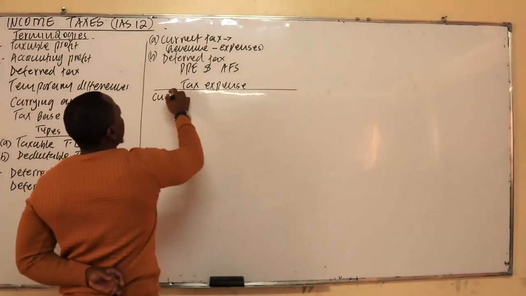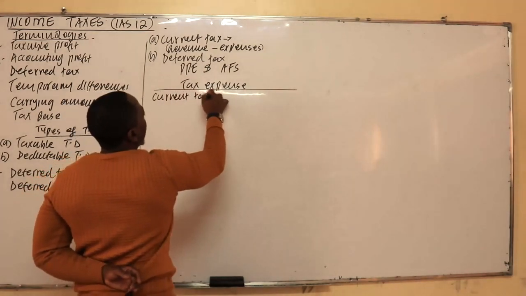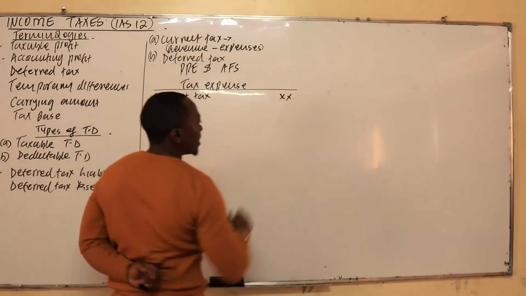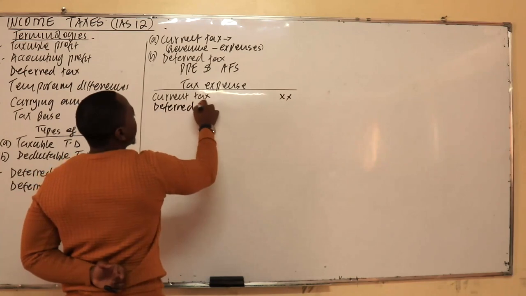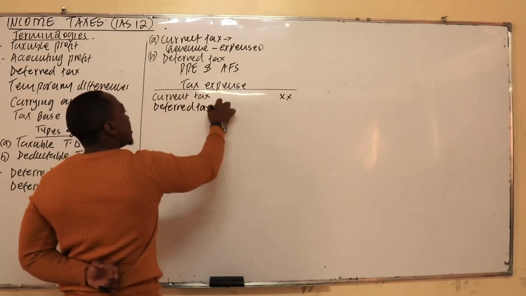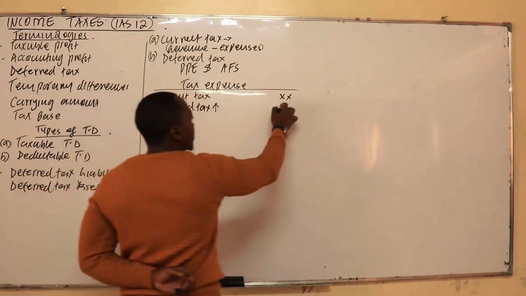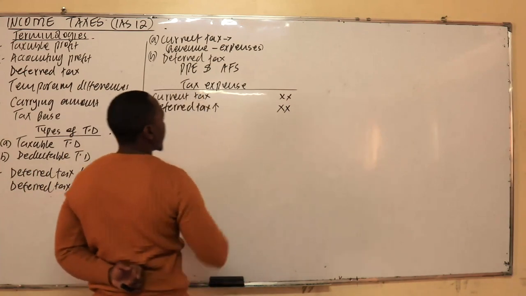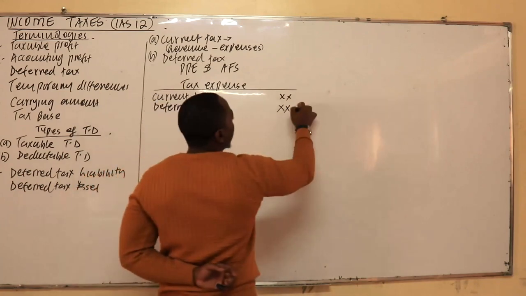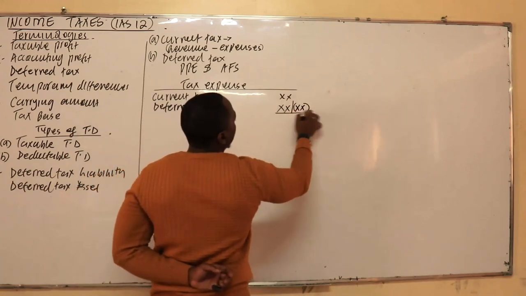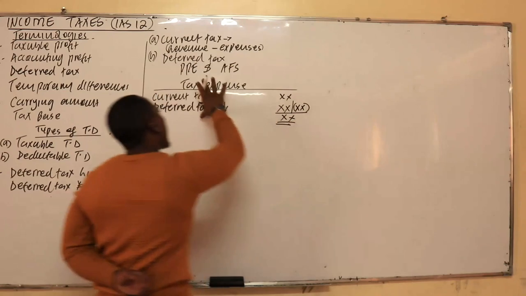One is the current tax, and this is a tax for the year based on the taxable profit for the year. And then you factor in the changes in deferred tax, of which we have said that an increase in deferred tax becomes an expense. Therefore, it will increase the tax expense. A reduction in deferred tax liability becomes an income, therefore reducing the tax expense. You can show that.